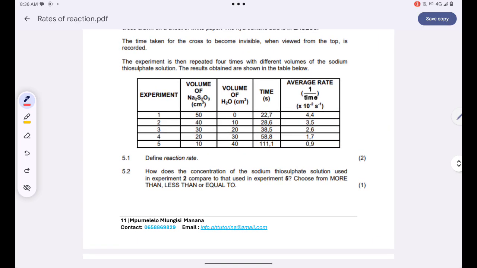And then we are being asked how the concentration of sodium thiosulfate solution used in experiment 2 compares to that used in experiment 5. Choose more than, less than, or equal to. In experiment 2, the concentration is more.